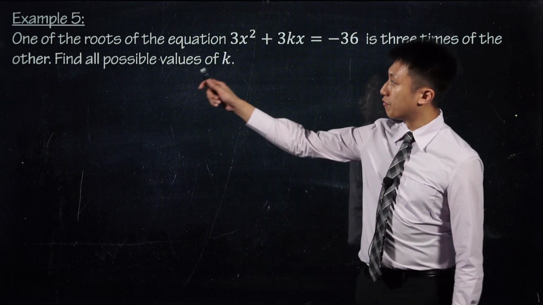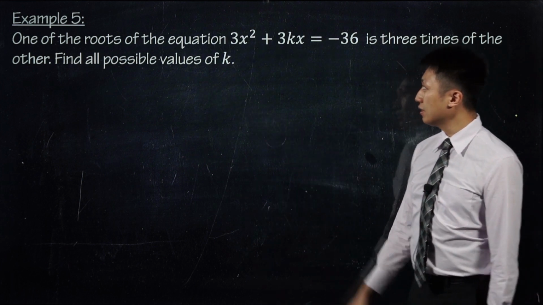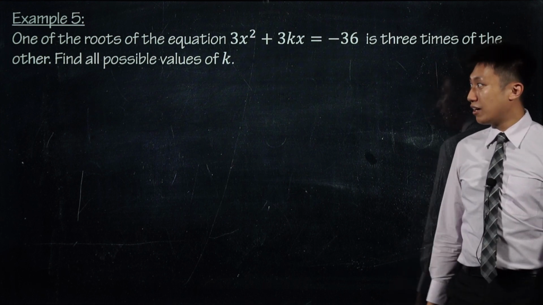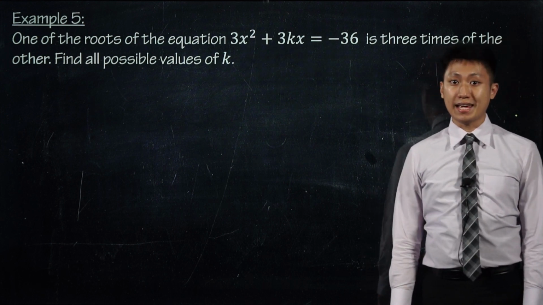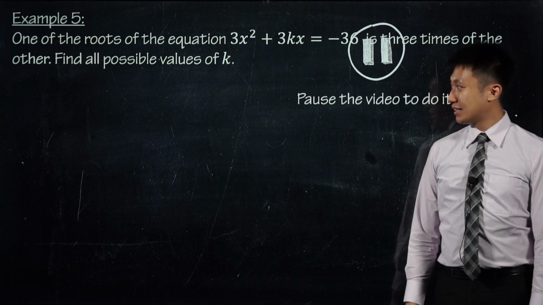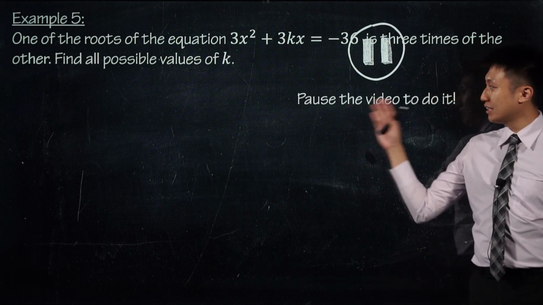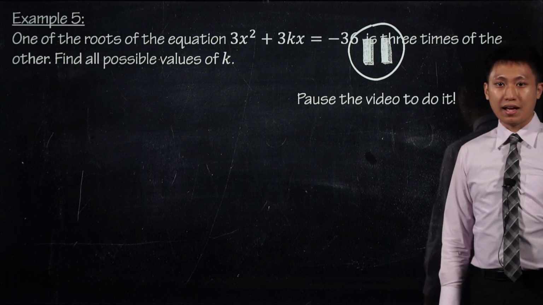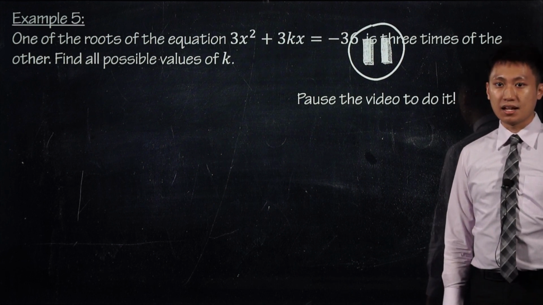Okay, one of the roots of the equation is 3 times the other. Find all possible values of k. Try this. I won't do it. Pause the video and try this, and then come back to look at the answer.